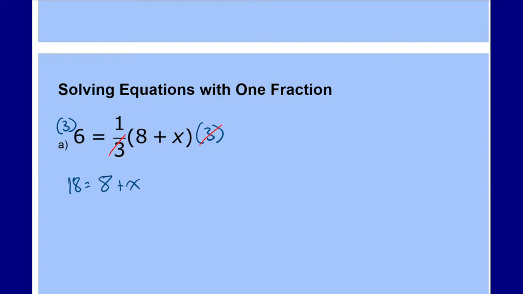That bracket is now gone because I've gotten rid of the fraction that's being multiplied there. So 18 equals 8 plus x. Again, to get the x by itself, I subtract 8 from both sides. One side cancels out. I'm left with 10 is equal to x, which would then be our final answer, or our solution.